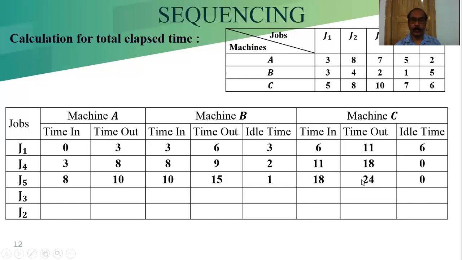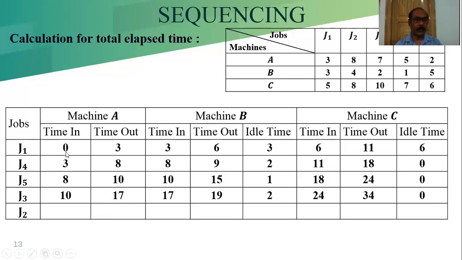Now we move to the process of J3 on machines A, B and C. J5 is completed in machine A in the 10th hour. So J3 will start, or time in, in machine A in the 10th hour. And the duration is 7 hours. So 10 plus 7 is equal to 17. So the timeout for job 3 in machine A is 17 hours.